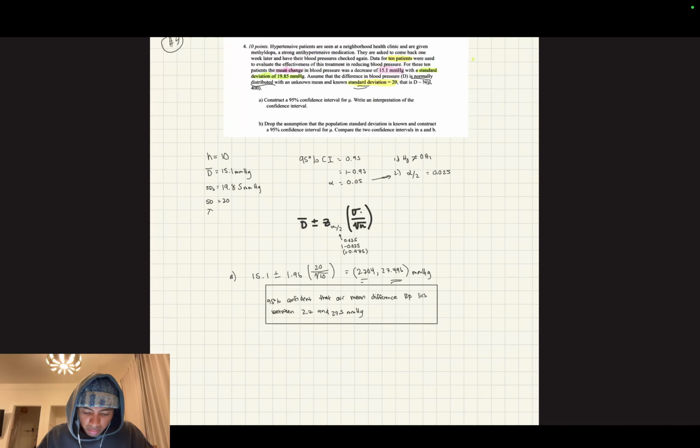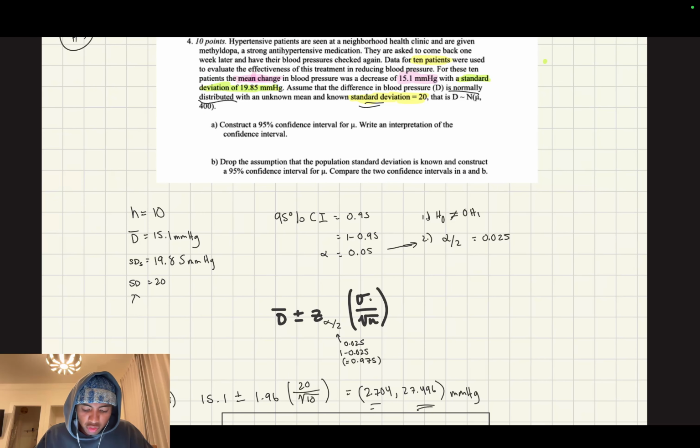Now part B is asking us to drop the assumption that the population standard deviation is known. So our known standard deviation here, we're going to take that away. Just for visual purposes, that's gone. Bye-bye, buddy. And construct a 95% confidence interval from it.